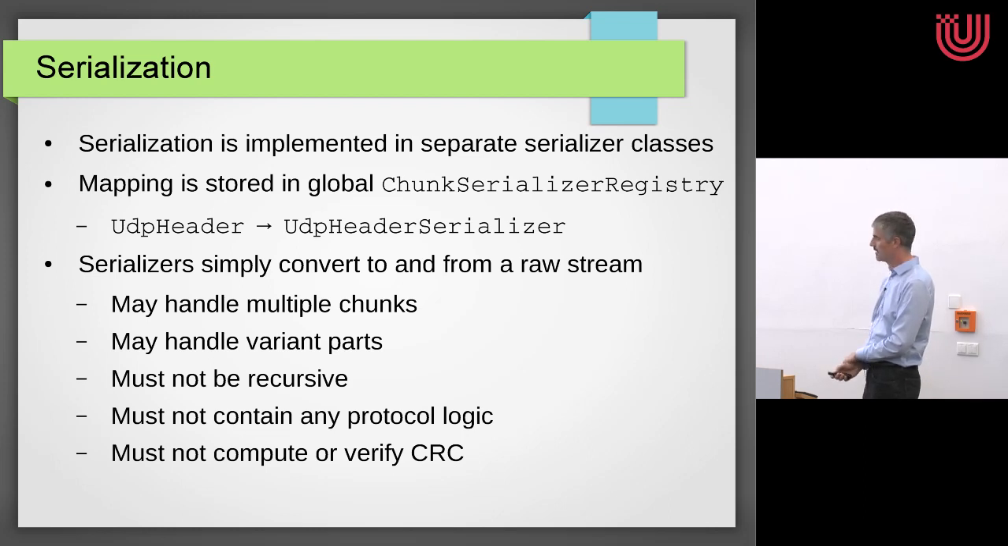And no recursion, that's also important. Because in the past, whenever you serialized something, it automatically serialized everything in the encapsulated packet. But now we don't do that because the chunks are independent of each other. So you only need to serialize one chunk and ignore the rest. You don't have to deal with that.